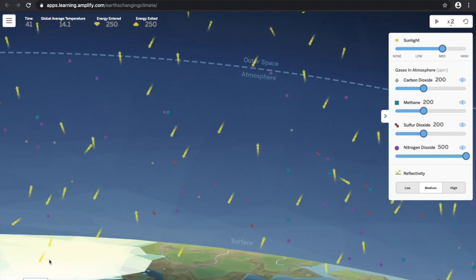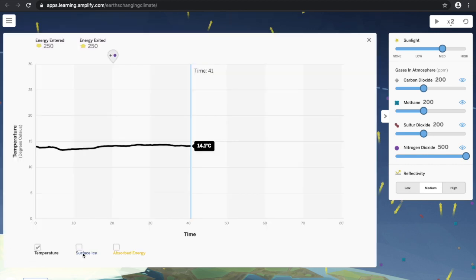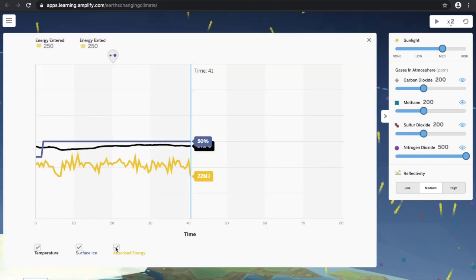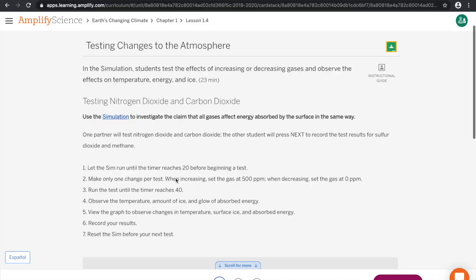All right, so let's take a look here. The surface ice and the absorbed energy. At this point, it seems that right before, the ice was at 50%, and right after, still at 50%. It seems that the temperature is also staying pretty stable, and the amount of sun being absorbed, again, seems pretty stable. So I'm going to go back to this part.